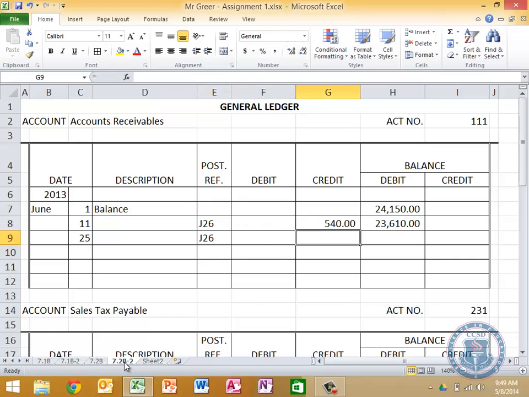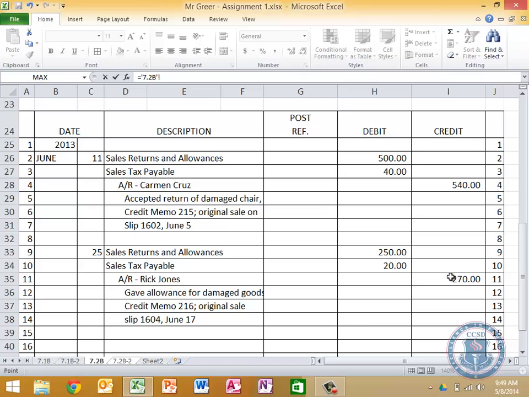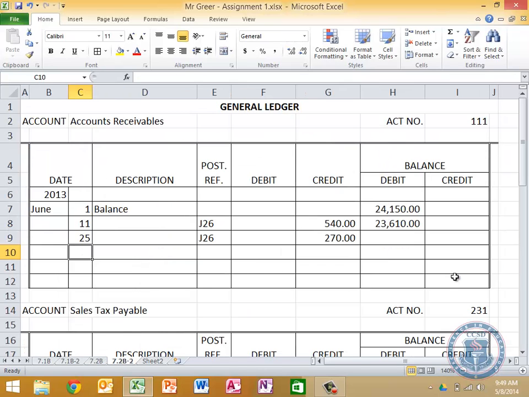J26 again, we had a credit for the return of $270. If I simply take this same formula, everybody eyes up. I just want you to see this because I'm going to get confusion later. If I take this same formula and I click and I drag it down, I get my balance. It auto-totaled because that formula works for everything. So now I have $23,340.